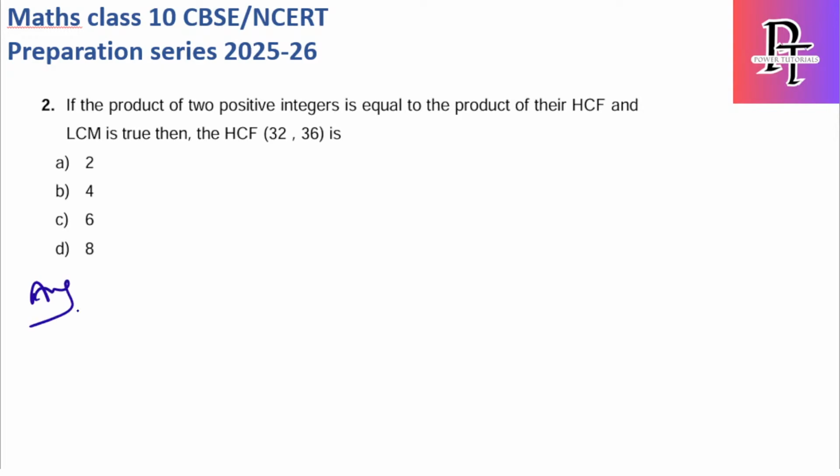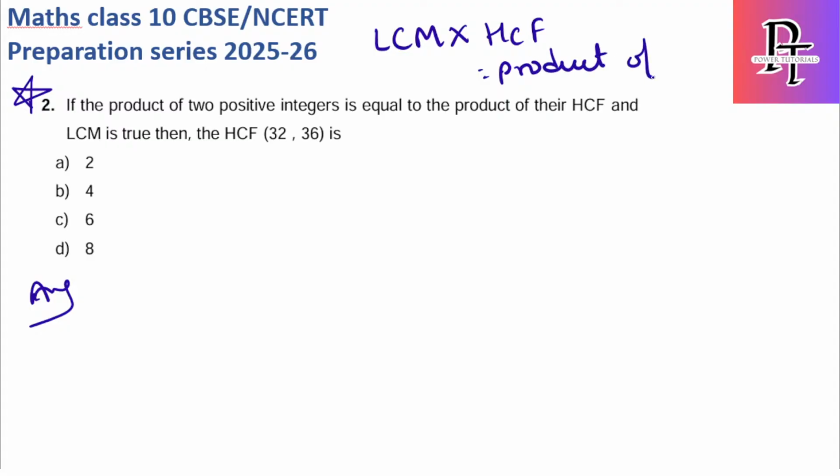If the product of two positive integers is equal to the product of HCF and LCM, then we need to find the HCF. This topic is very important. This is applicable for only two numbers. For two numbers, LCM into HCF is always equal to the product of those two numbers. And I am repeating again, this is applicable only for two numbers.